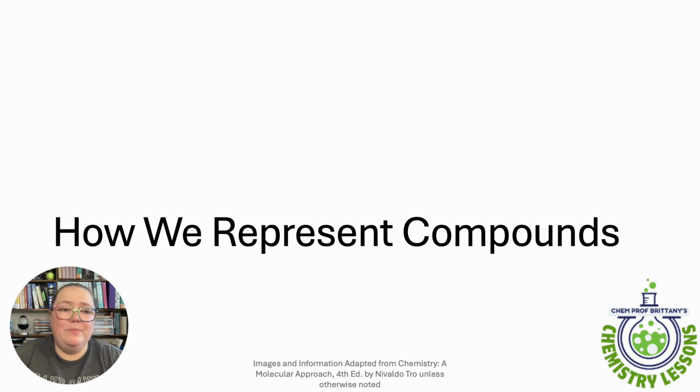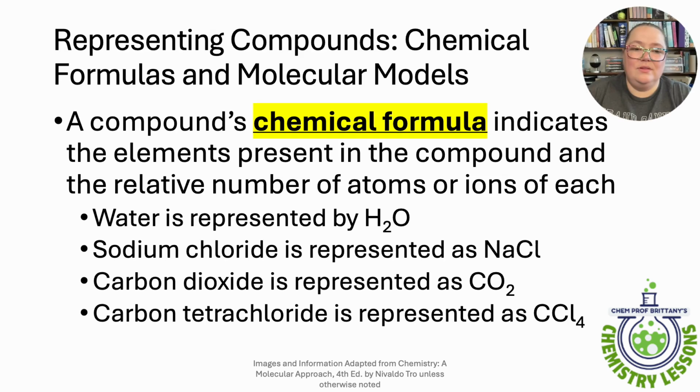So let's talk about how we represent compounds, because we have to be able to look at them on a macro scale. We can't look at individual compounds. A compound's chemical formula tells us what elements are in the compound and how many atoms or ions we have of each. So water is H2O, telling us we have 2 hydrogens and 1 oxygen. Sodium chloride is NaCl, 1 sodium and 1 chlorine. Carbon dioxide is CO2, 1 carbon, 2 oxygens. Carbon tetrachloride is CCl4, 1 carbon, 4 chlorines. So that is a chemical formula.